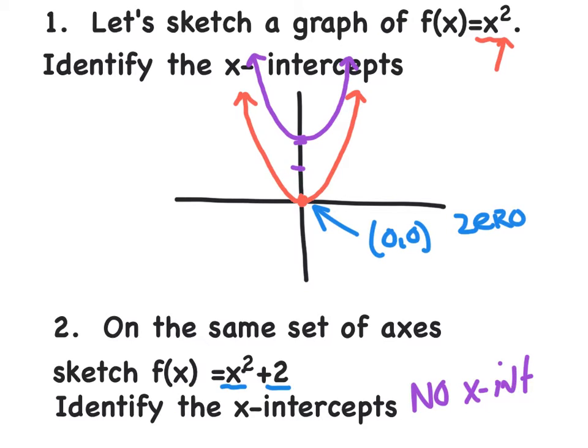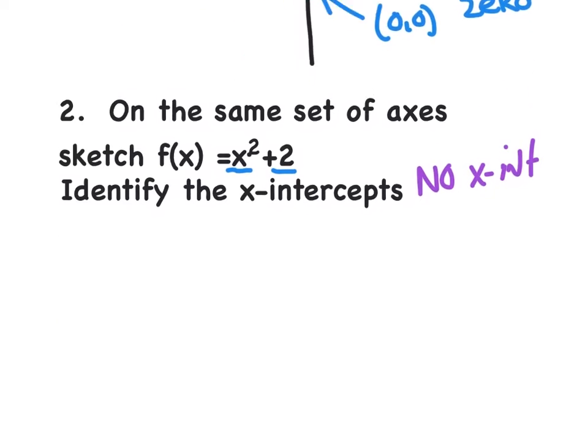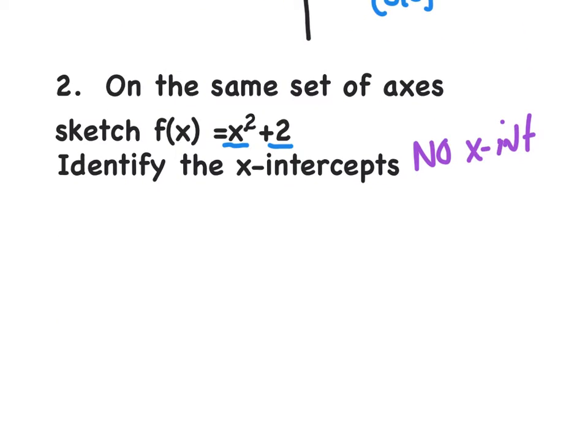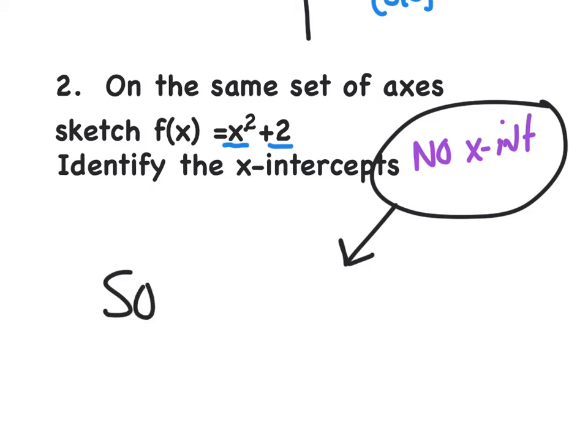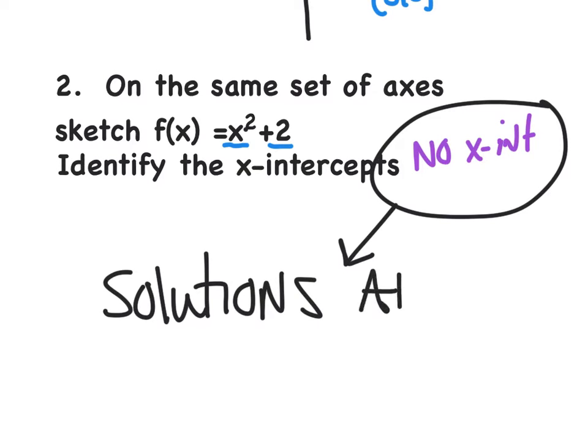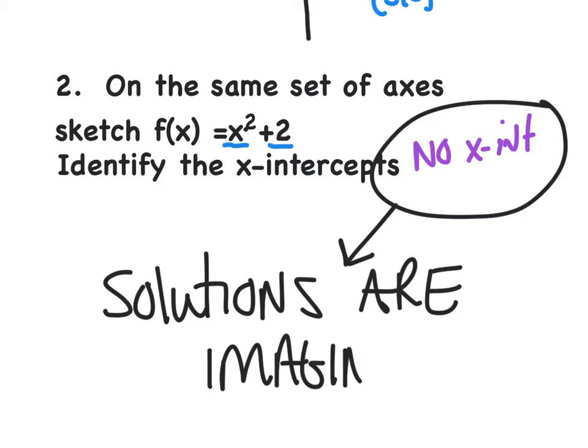Now, why is that so important? Well, when a graph has no x-intercepts, it doesn't have any real solutions. Therefore, it has imaginary solutions. And let's go ahead and make a big deal about that. Okay, since I have no x-intercepts, my solutions are imaginary. Okay, I have no real values where I cross the x-axis.